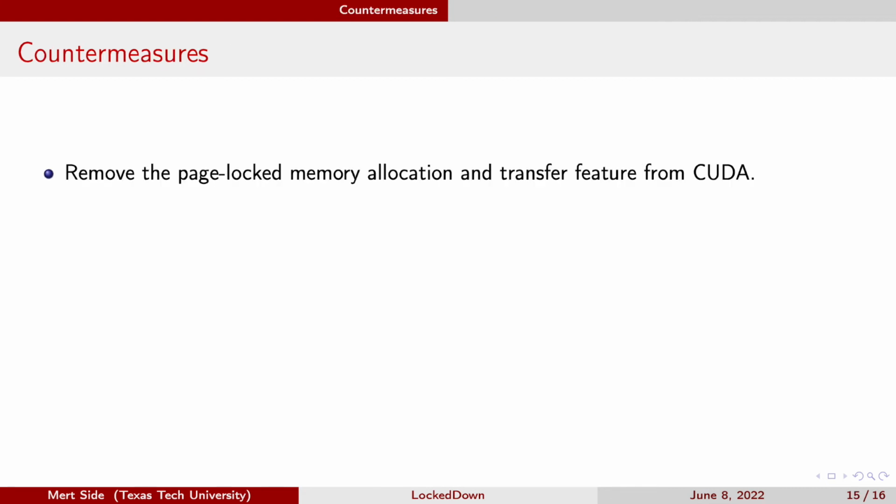As for the countermeasures for our attacks, we propose three approaches. The most naive approach to thwarting our attacks is to remove the page-locked memory allocation and transfer feature from CUDA. However, data transfers from regular pageable memory can introduce considerable overhead and display irregularities in latency. Therefore, this countermeasure presents downsides for many parallel computing programs that require large amounts of asynchronous data transfers.